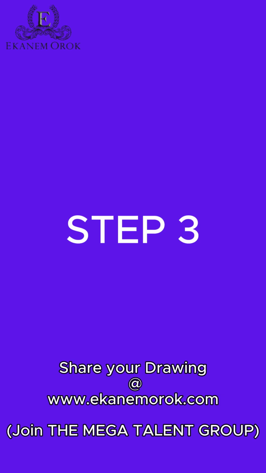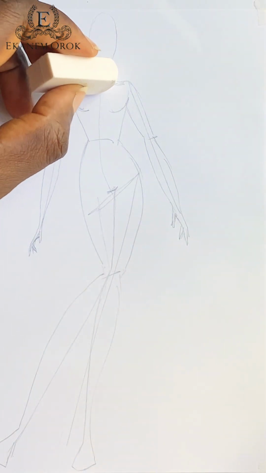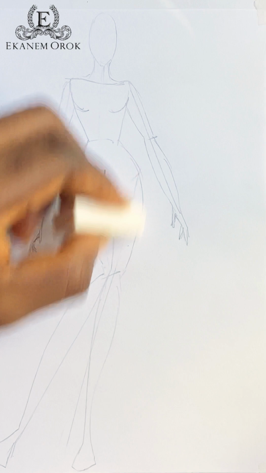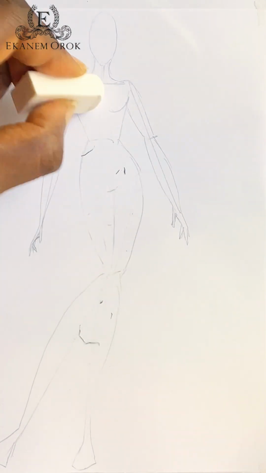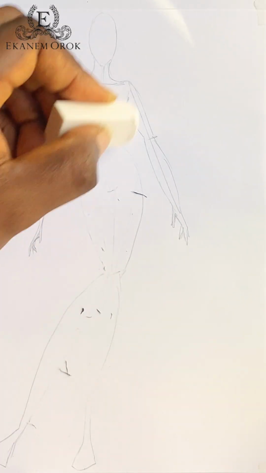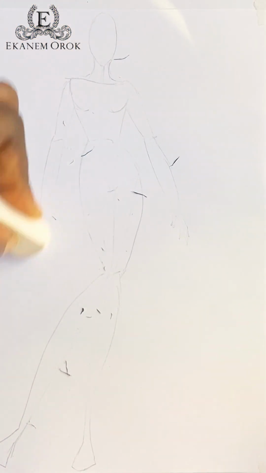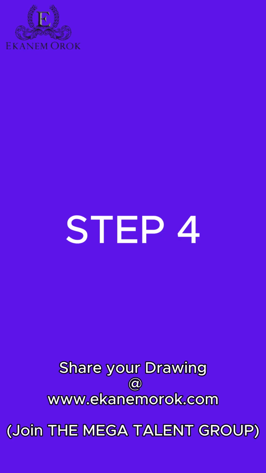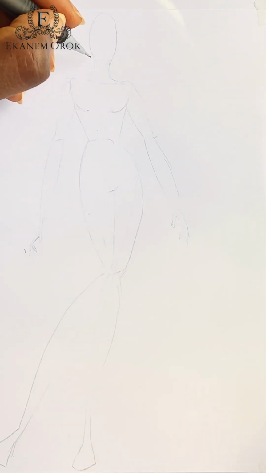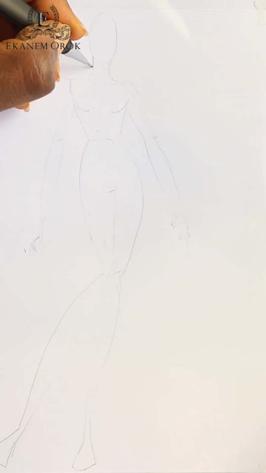Step 3. Clean out the skeletal structure of the model from the body form. Step 4. Draw back the body lines you have cleaned out by mistake.